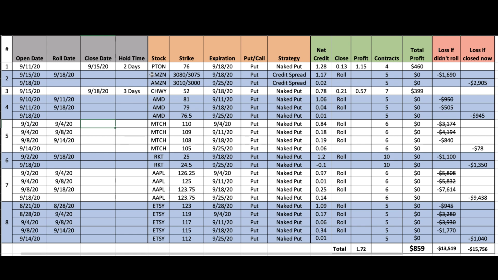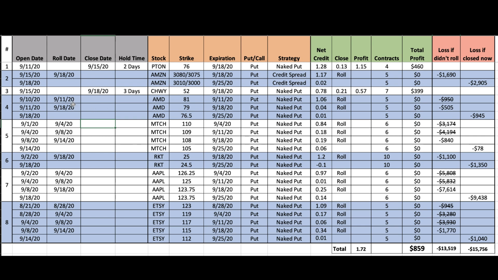The first one was Peloton. That was the only trade I had put on the week before on 9/11. And I was able to close it out after a couple trading days. I got a credit of $1.28 and closed it for 13 cents. And that gave me a profit of $460. I only did four contracts for that one.